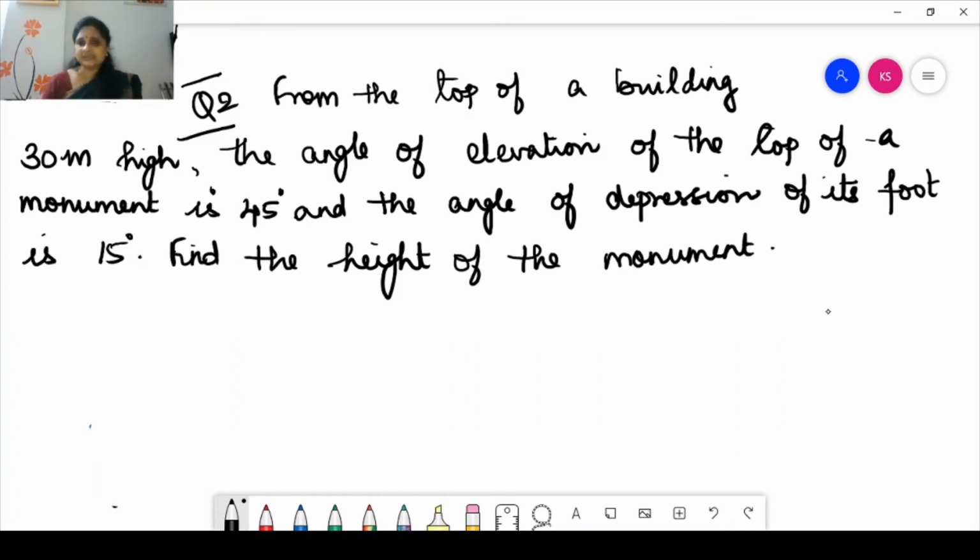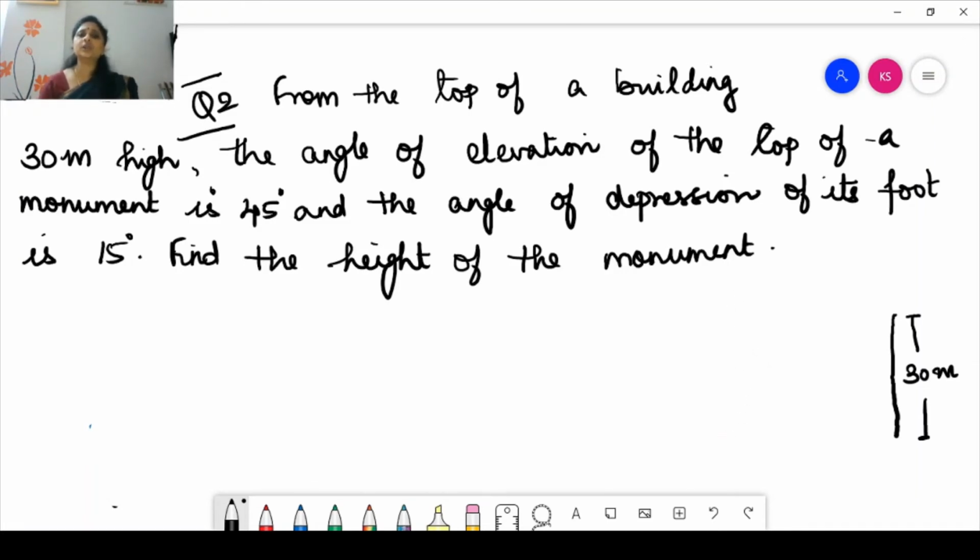Now there is a building. So we know that there is a building, and the building's height is 30 meters. So let's quickly draw that. Now, there's another one, that's the monument. So that also will be represented using a straight vertical line.